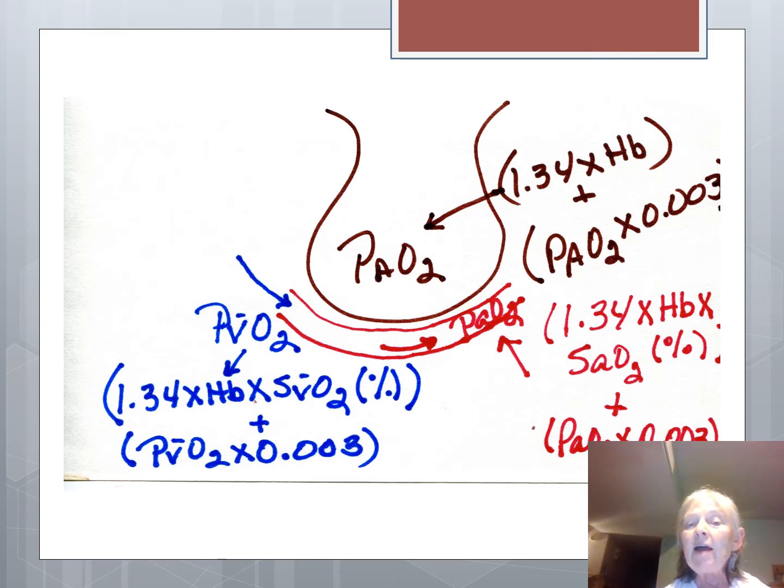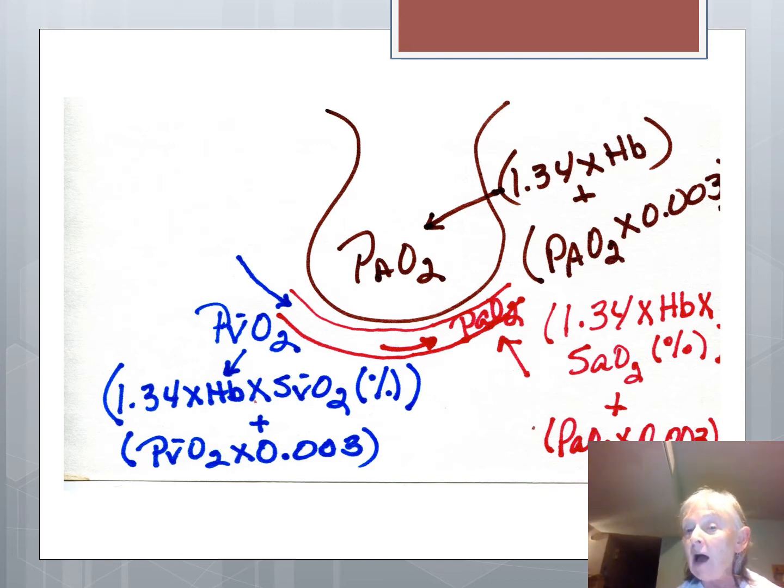What I'm looking at down here is where the oxygen is diffused across that alveolar capillary membrane. And as a result of that, now we have our P little AO2. As a result of the P little AO2, here's my formula: 1.34 times hemoglobin times SaO2, again as a percent, plus P little AO2 times 0.003.